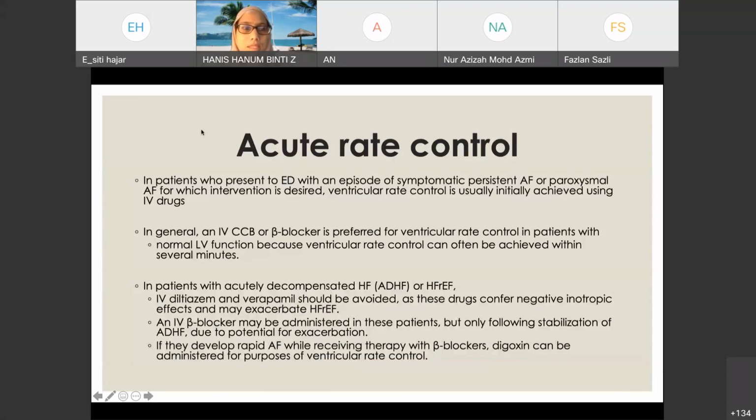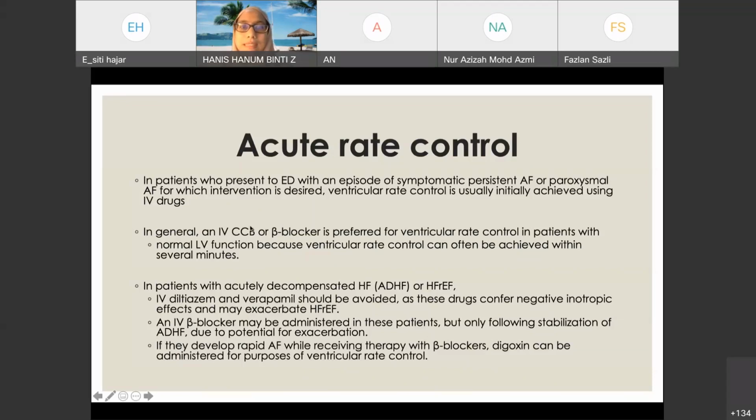Okay, so how do you want to manage this? In patients who present to ED with an episode of symptomatic persistent AF or paroxysmal AF, in which intervention is desired, ventricular rate control is usually initially achieved by using IV drugs. Kalau rate dia terlampau tinggi, dia datang ED, dia kata I cannot sleep, I cannot do anything, I have palpitation, I'm dizzy all the time, and when you do ECG, it's AF, and rate dia 180 for example, okay? And the doctor say, okay, look, we need to control your heart rate.